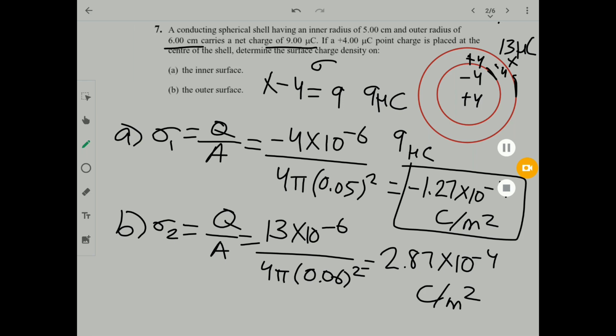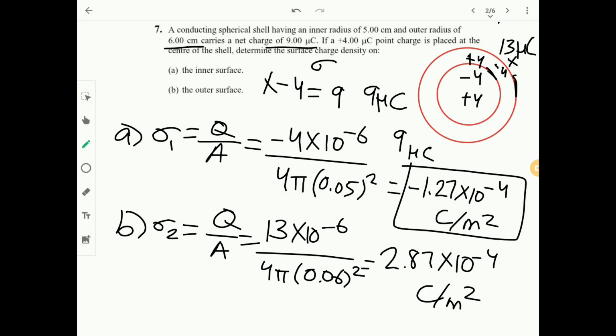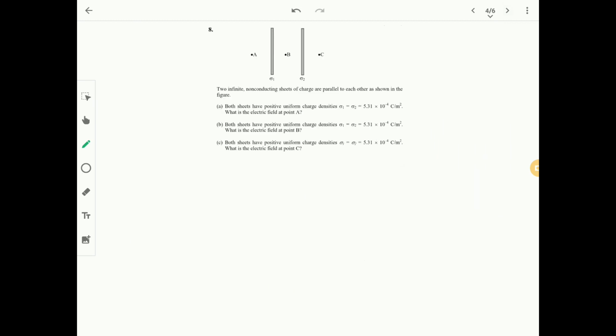Let's move on. Number 8. We have two infinite non-conducting sheets of charge which are parallel to each other in the figure. Both sheets, let's do parts A to C because they all have the same given. Sigma 1 and sigma 2 are positive. So I've split the question into two parts, so it's easy. I'll give you guys one hint that, you know what, I won't give you hints. We'll solve it together. Okay, let's check the answers.